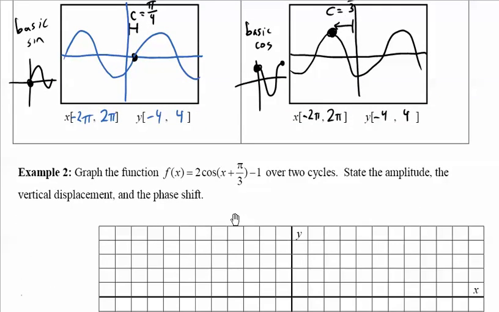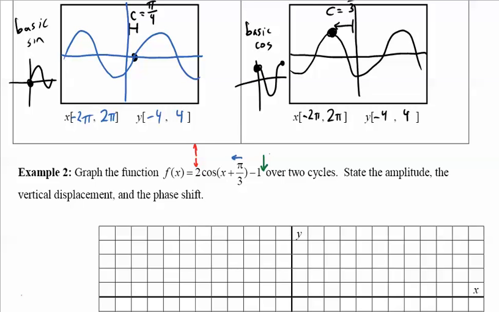So now we're going to start to put everything together. We have the A value, which gives us the amplitude, or vertical expansion. We have the C value, which gives a phase shift, or horizontal translation. And we have a D value, which gives us a vertical translation. And because it's negative, that one's going to move the graph down.